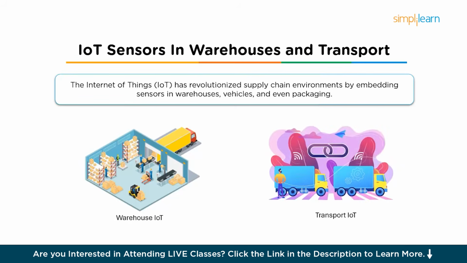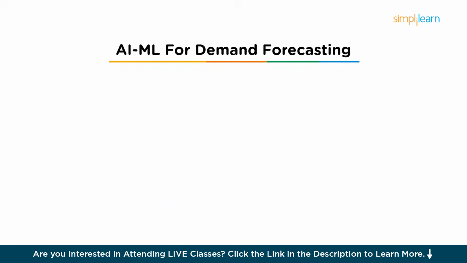As for transport IoT, in transit, devices can monitor vibration, shock, or tilt to detect mishandling. Sensors also track fuel usage and driver behavior to improve safety and reduce cost. The data generated by IoT sensors feeds into centralized dashboards, enabling real-time alerts and predictive analytics that optimize supply chain performance. Next comes AI and machine learning for demand forecasting.